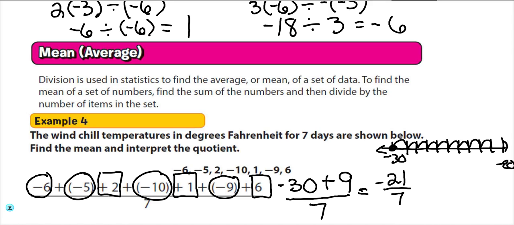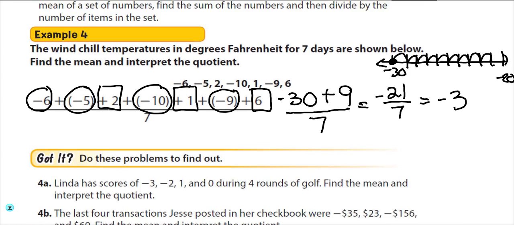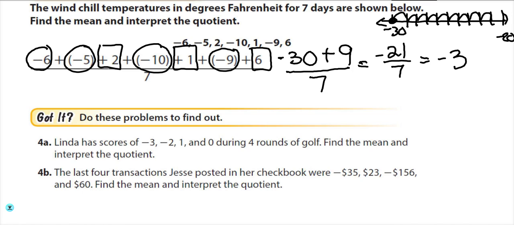Okay, then from here, it's what we've already learned. So negative 21 divided by 7 will give us negative 3. All right. Go ahead and finish up if you need to. And pause it whenever you're ready and work out the guided questions for 4A, 4B, and come back to me as soon as you're ready.